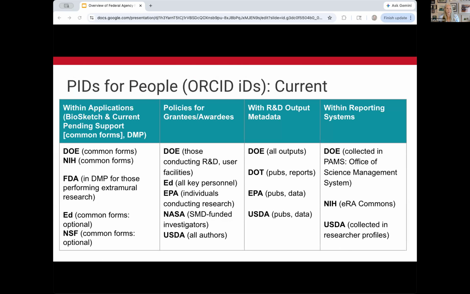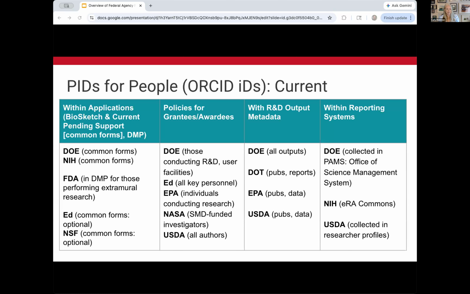Some agencies are already requiring persistent identifiers in those forms, DOE and NIH. FDA actually requires persistent identifiers for those conducting research to be included in their data management plans. And for Department of Education and NSF, you can optionally collect ORCID IDs in the forms right now, and we are thinking that our requirement is coming soon. Now, some agencies just have broad policies at this point, reflecting the expectation in the 2022 OSTP memo.